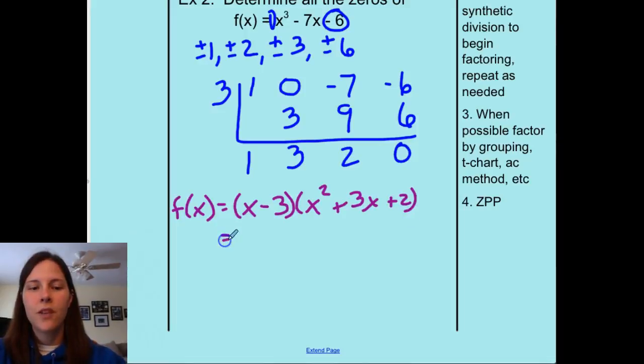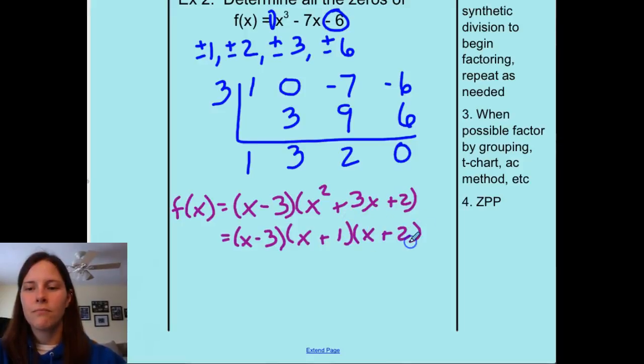And now we can finish factoring using the t-chart. We get x minus 3, and then what multiplies to 2 and adds to 3. That would be a positive 1 and a positive 2. And finish finding those zeros using the zero product property.